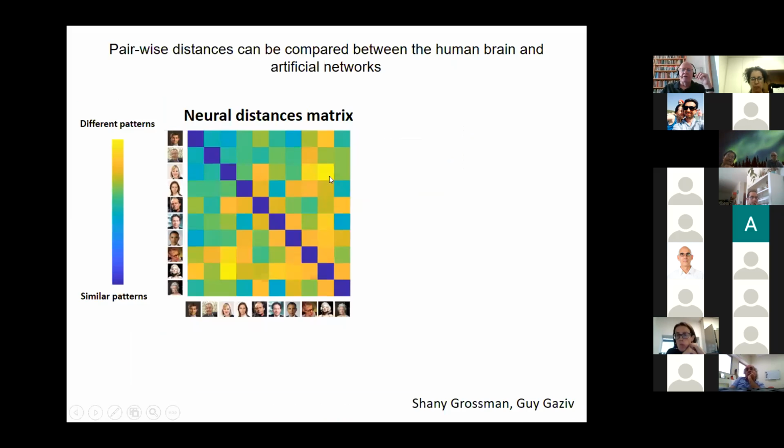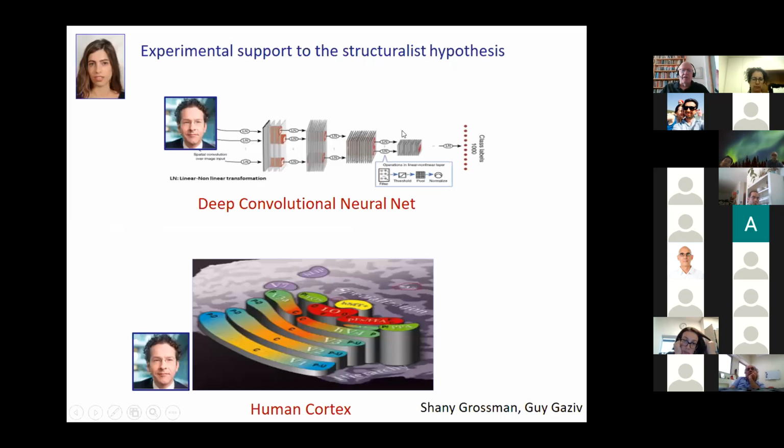So how do you do it? I told you already how you generate a neuronal distance matrix. You simply show all these faces to a patient and look at the activation pattern in high order visual areas, and you measure these distances as we discussed. You can do exactly the same thing with an artificial network.